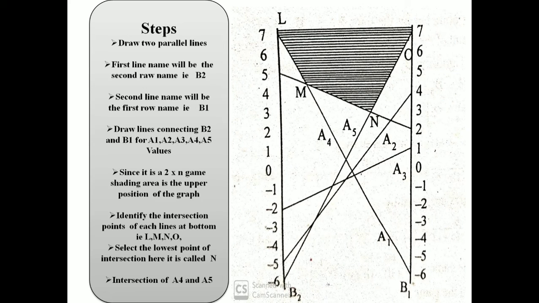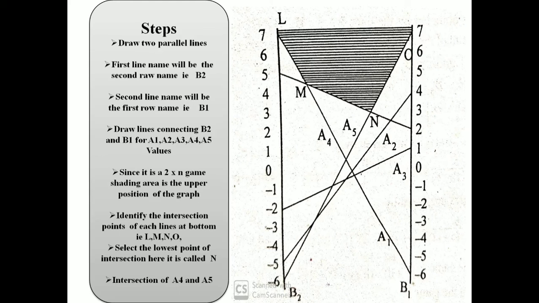We are drawing 2 parallel lines as we discussed in the first case, and the first one is called B2 and the second one is called B1. And you have to identify what you have to interconnect, that is the different situations of A1, A2, A3, A4 and A5. You identify the points and draw a straight line connecting these different values on the graph paper.